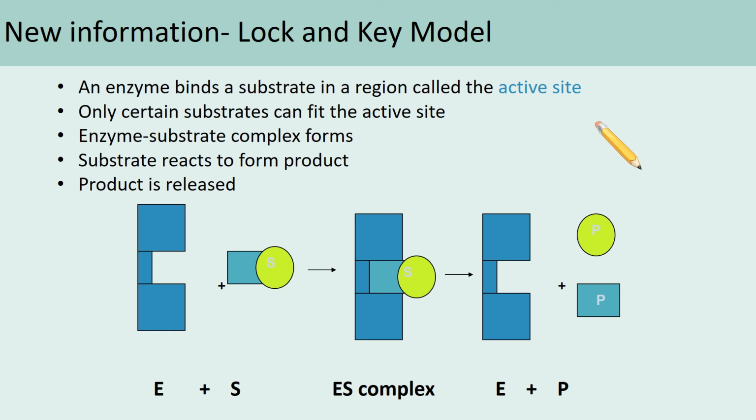So an enzyme binds a substrate in a region called the active site. Only certain substrates can fit the active site. Enzyme-substrate complex forms. Substrate reacts to form product. Product is released. So if we can get those down on your diagram. Pause the video now.